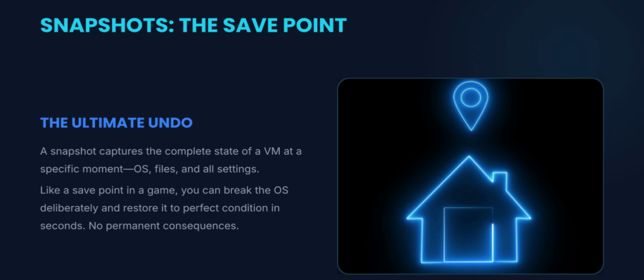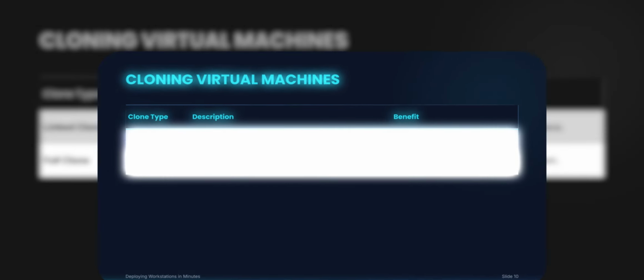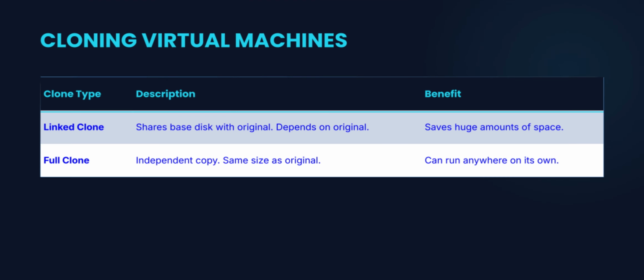The best practice is always to snapshot before anything risky, installing untested software, changing system settings, running anything from an unknown source. The cost is minimal. The protection is substantial. You also showed us cloning, creating an exact copy of a VM, linked clone versus full clone. A linked clone shares its base disk with the original, so it's much smaller, but depends on the original existing. A full clone is completely independent, same size, but can run anywhere on its own.